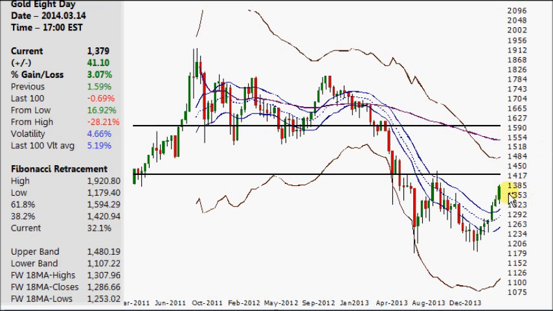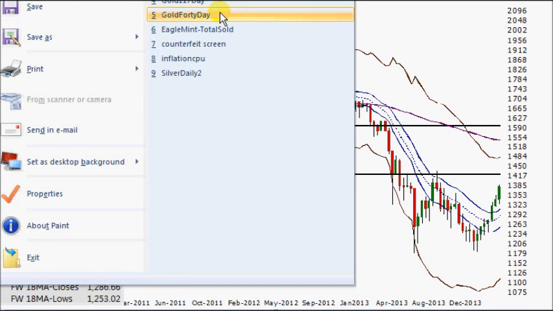When you do break above this level, the next significant level of resistance, right in here, is at 1594, which we can round to 1600. Let's switch the time frames again. Let's now go to the 40-day chart.